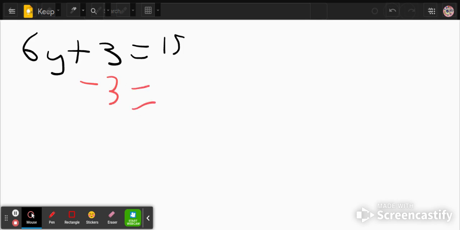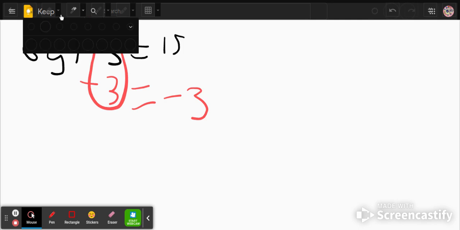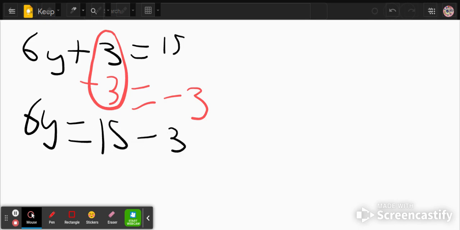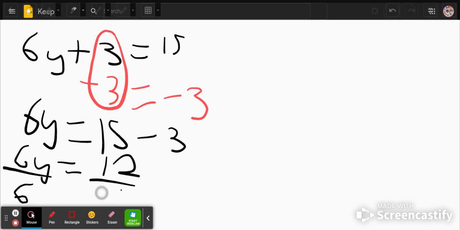So therefore, the 3 on the left hand side will cancel each other, which will leave us with 6y. So 6y is equal to 15 minus 3, right? So therefore, 6y is equal to 12, because when you take 3 from 15, you get 12. So now we established that 6y means 6 multiplied by y. So to get y by itself, we need to do the opposite, which is to divide by 6 on both sides.